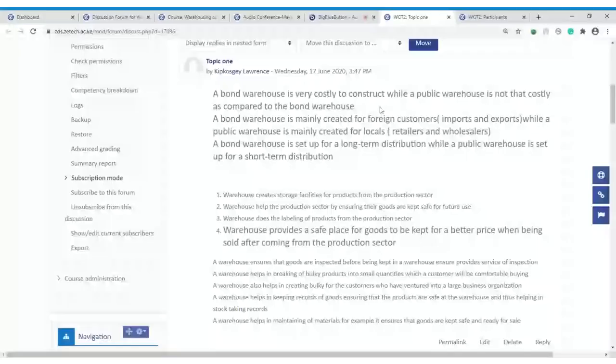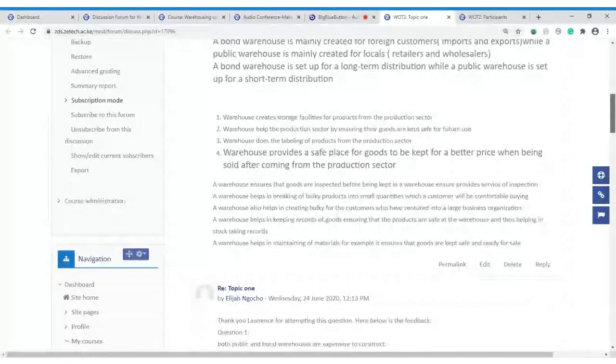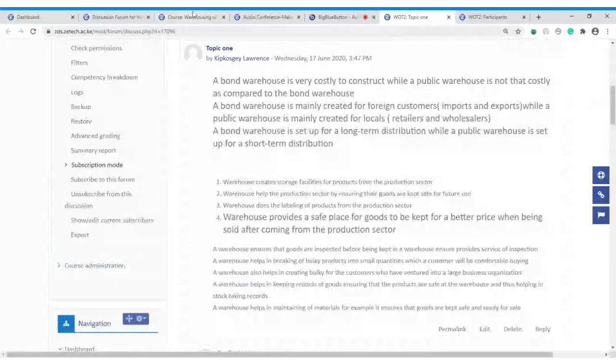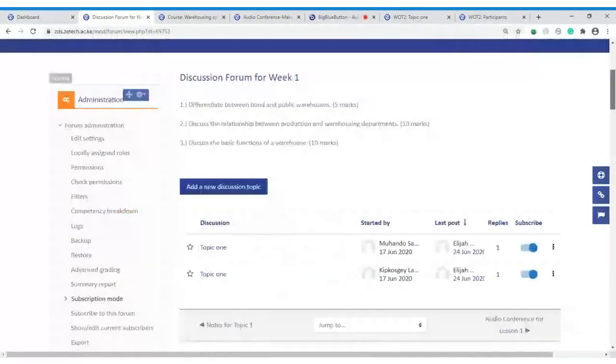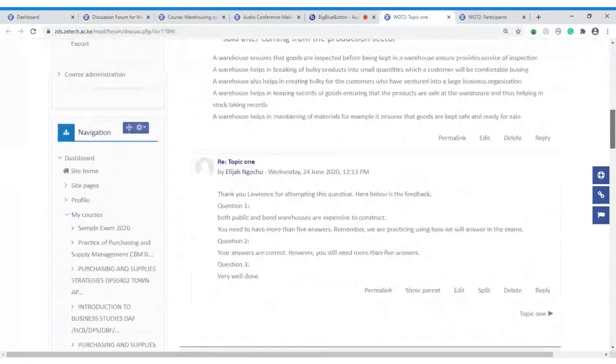from last week. This is topic 1. This is Lawrence's work, and so the questions are as follows. These are the questions that we had. Differentiate between a bond and a public warehouse. We have explained a bond warehouse here below.